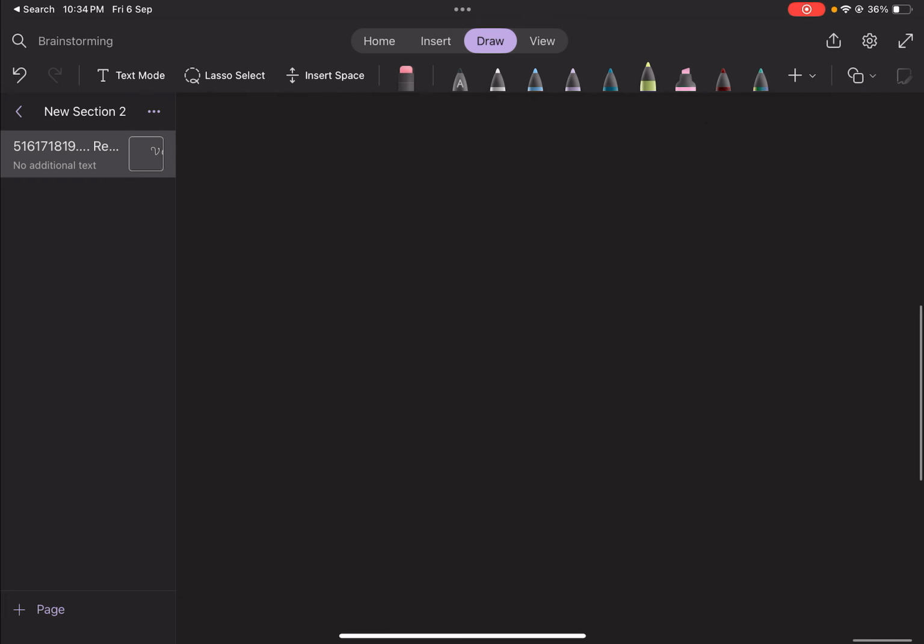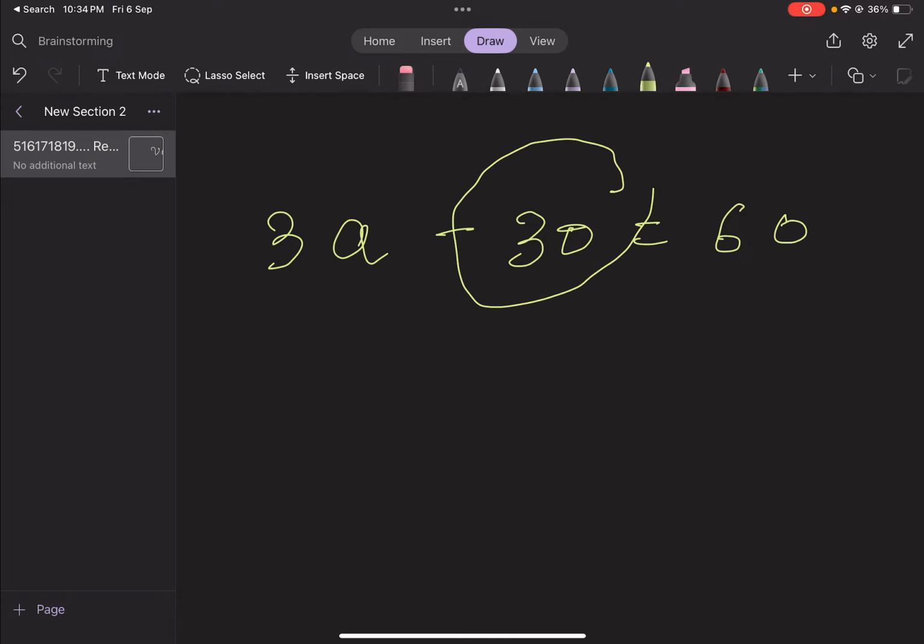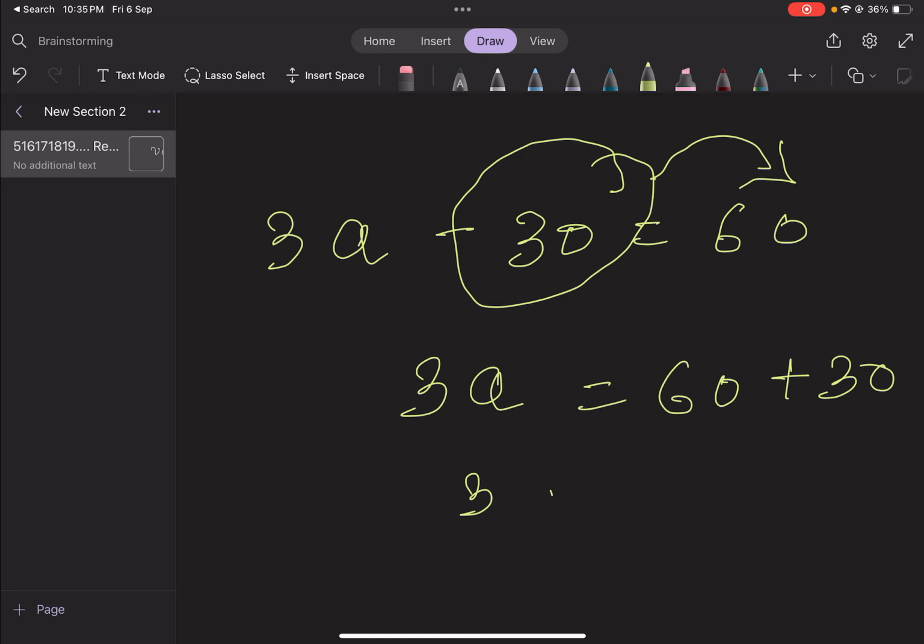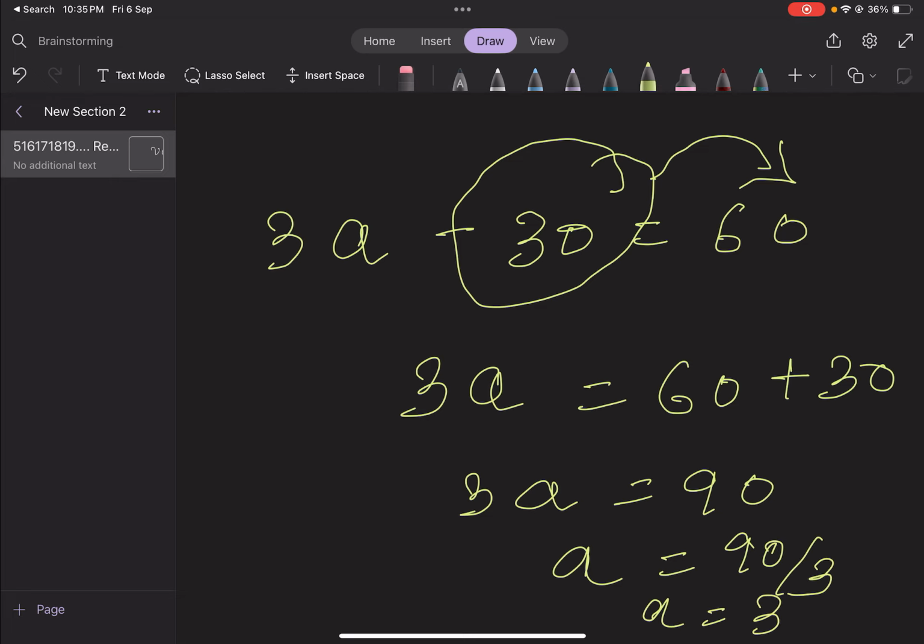One last question, I am doing it for you guys. 3a minus 30 is equal to 60. Right? Again, this is minus 30. I'll shift it, plus 30 on that side. So it is 60 plus 30, that is 90. Right? So the 3a value is going to be 90. So that is the value of 3a. So the value of a is going to be 90 divided by 3, that is, the a value is 30.